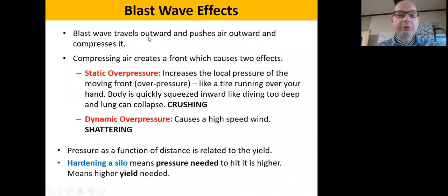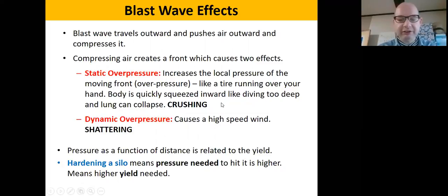The blast wave travels outward and pushes the air outward and compresses it. The compressed air creates a front, which causes two effects. First is called static overpressure, which increases the local pressure of the moving front, kind of like a tire running over your hand. The body is quickly squeezed inward, like diving too deep. I think of this as a crushing effect, whereas you can have dynamic overpressure, which causes a very high speed wind.